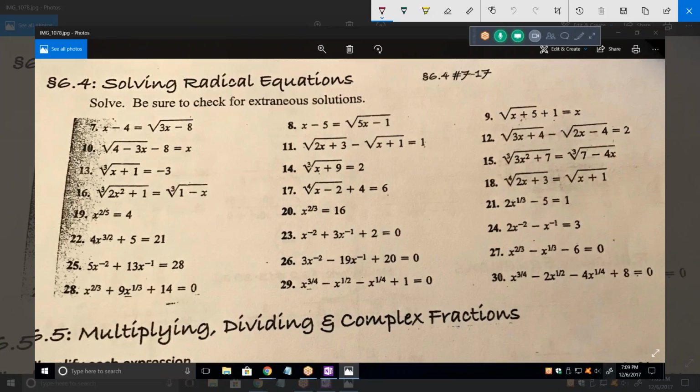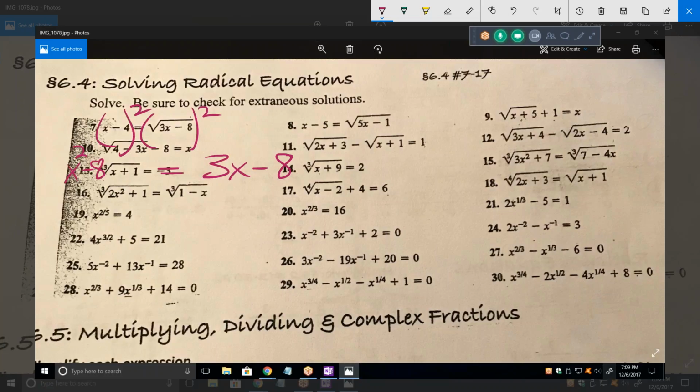All right, so 7 is x minus 4 equals root 3x minus 8. What's the first step? We're going to have to square both sides. What's the right side become? 3x minus 8. What's the left side become? It's x squared minus 8x plus 16.